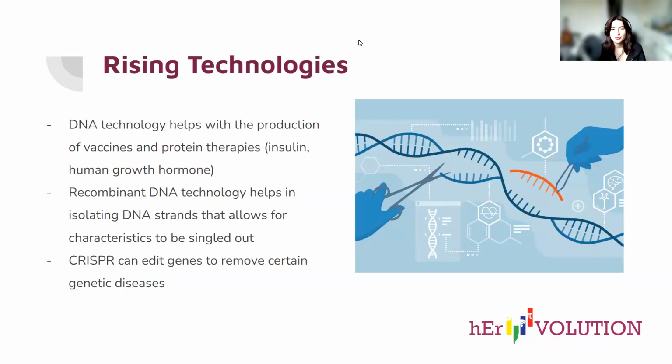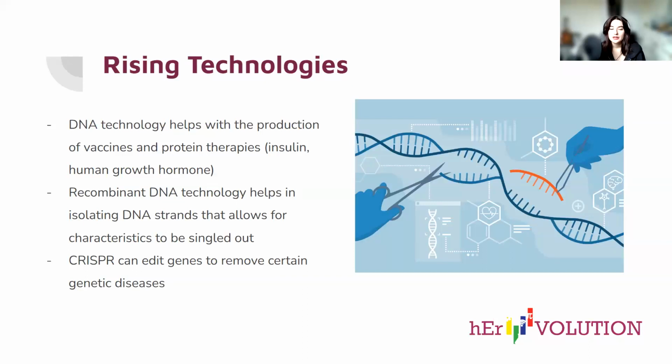As technology progresses, there's more ways of sequencing DNA and figuring things out with DNA. So DNA technology helps with the production of vaccines and protein therapies because they can sequence DNA and see what parts of the DNA are relevant in these diseases. With insulin, DNA can really help figure out how it works and how it's relevant to certain people. And human growth hormone deals with the growth of cells. So once again, DNA research can help see how these hormones affect people who are taking it.